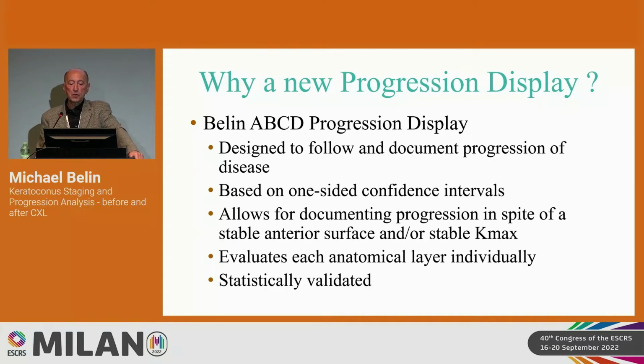So why, again, a new progression display? Well, the ABCD progression display was designed specifically to follow and document progression of ectatic disease. It's based on a one-sided confidence interval, one-sided because we're only interested if the cornea steepens or if it thins. It allows for documenting, which I'll show you examples of later, progression in spite of a stable anterior surface and or a stable Kmax. And it evaluates each anatomical layer individually and has been statistically validated.